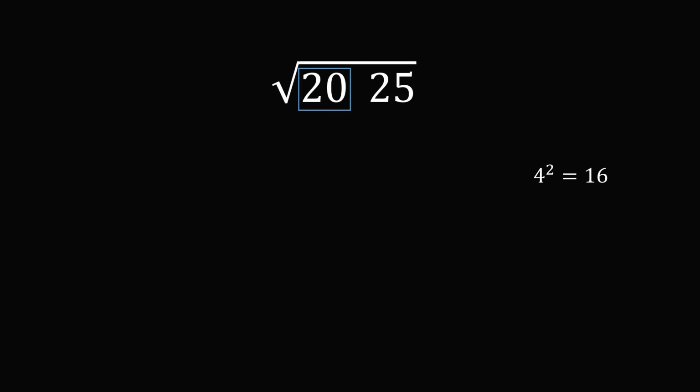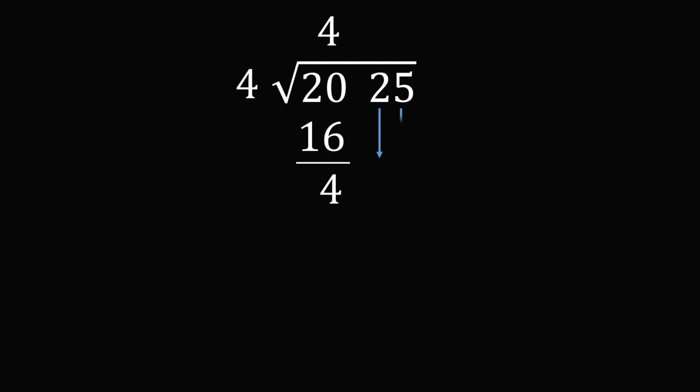So we start with a divisor of 4, and we have a partial quotient of 4. 4 times 4 is equal to 16. Take this product and subtract it from 20. The result is 4. We now pull down the next pair of numbers. So we will pull down 2 and 5 so that we have a new number, 425.